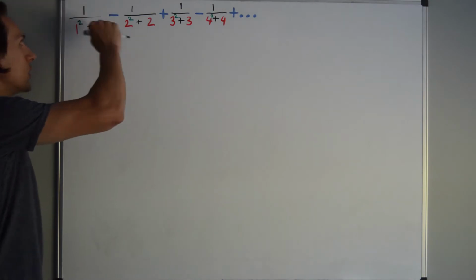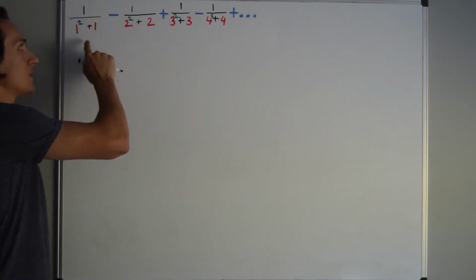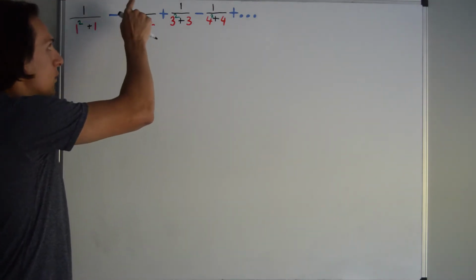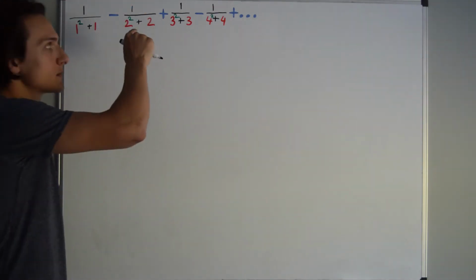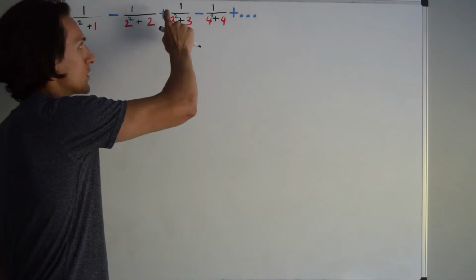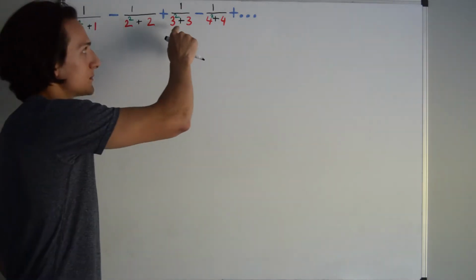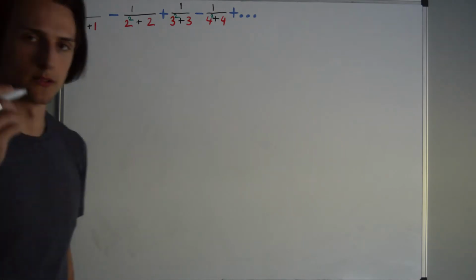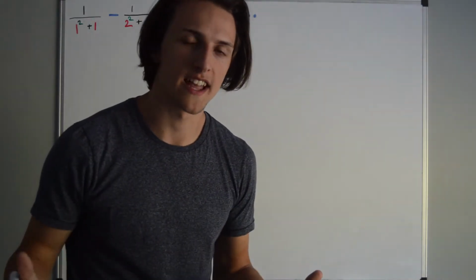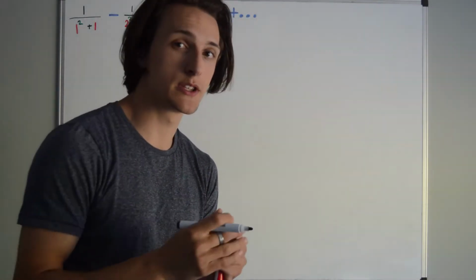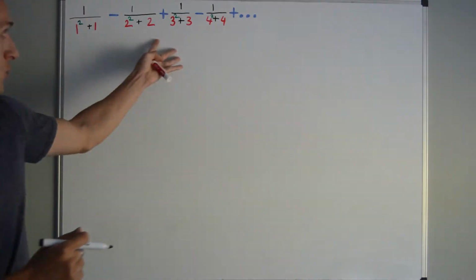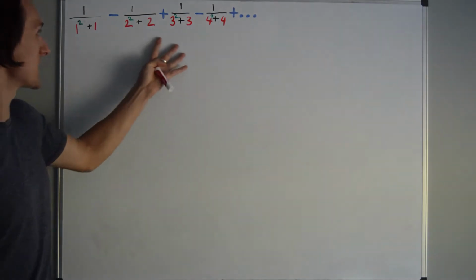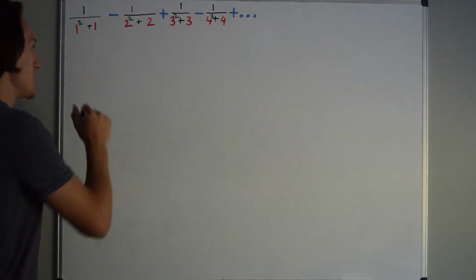So we have 1 over 1 squared plus 1. Right, and then the sign alternates. So we have minus 1 over 2 squared plus 2, plus 1 over 3 squared plus 3. Right, and this continues forever. Okay, well, the first step, as always, is going to be to put this thing into sigma notation.